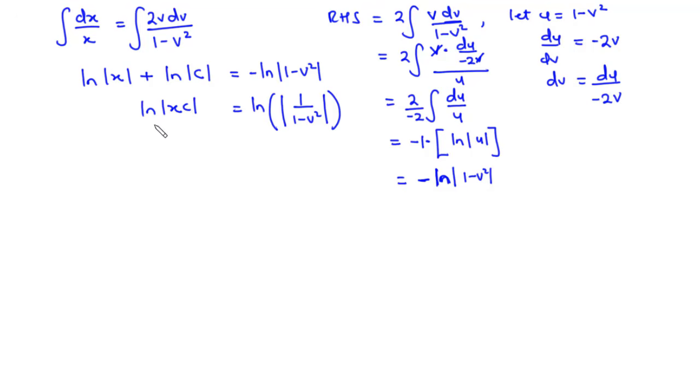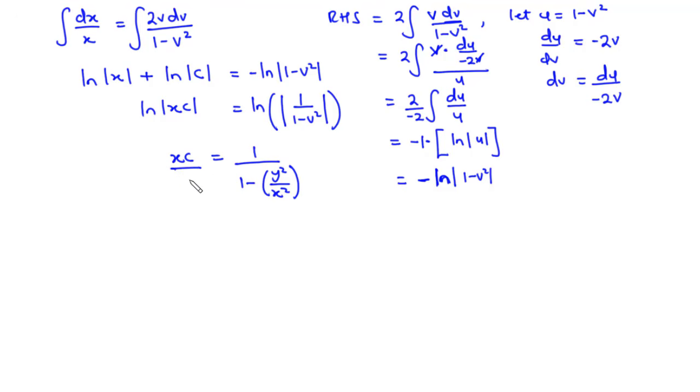Now because we have log on both sides, we do away with the log, and then we have xc equals 1 over 1 minus v squared. Now remember that y was equal to vx, and so if you want to find v, then v will be y over x. So we are going to substitute y over x in place of v. Because it is v squared, it becomes y squared over x squared.